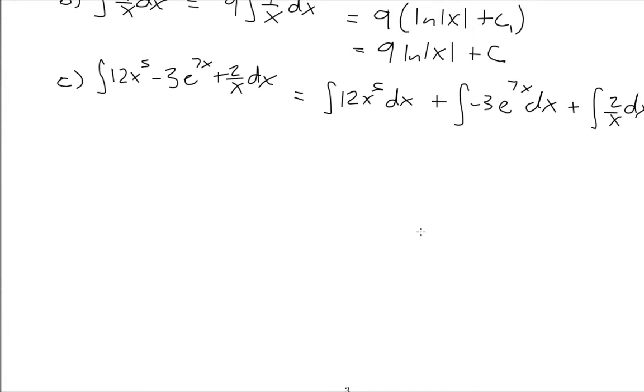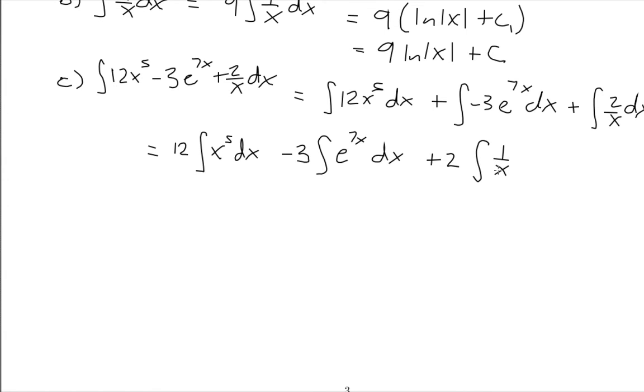Okay, so now that I have 3 independent indefinite integrals, I can keep making things even simpler. In the first one, I see that there's a constant multiplying the function, so I can take the constant right out: 12 times the integral of x to the power of 5 dx. In the second, the constant is negative 3. I can pull that out, so that becomes negative 3 times the integral of e to the 7x dx. And then I have a constant of 2 here, and I can pull the constant out. This becomes plus 2 times the integral of 1 over x dx.